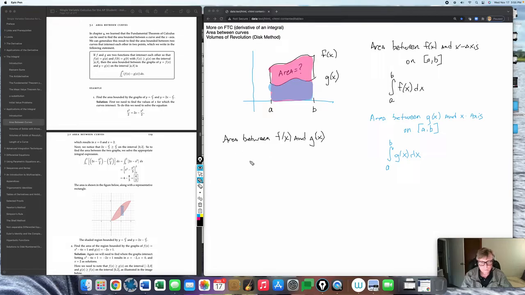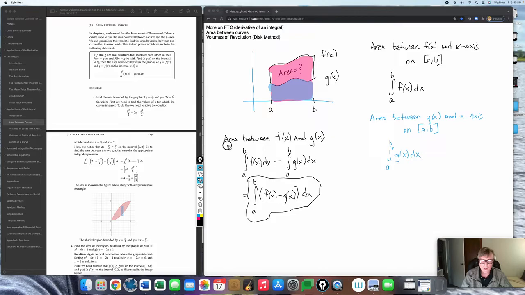But anyway, the area would be the difference between those, right? We take our first integral and subtract our second integral. Because both of these integrals have exactly the same limits, we can write that as one big integral from a to b of the difference between f of x and g of x with respect to x. Okay, so this is the way that you would find the area between two curves.